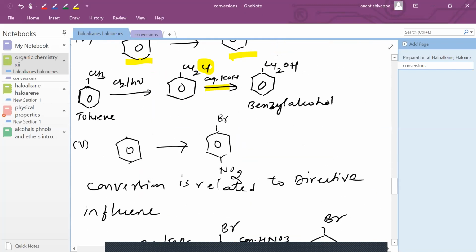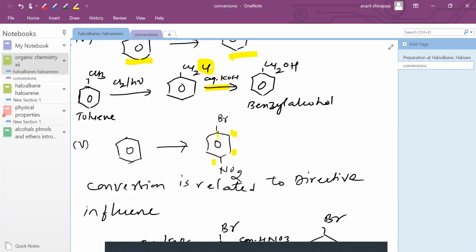Then fifth one is benzene to 4-bromonitrobenzene. Actually, the nomenclature is wrong. It should be benzene to 4-nitrobromobenzene. Okay, because you know that bromine and nitro are the substituents. So only one rule is applicable for substituents: their names are given preference in alphabetical order. So numbering will be done from here: 1, 2, 3, and 4. So it is 4-nitrobromobenzene. So benzene to 4-nitrobromobenzene.